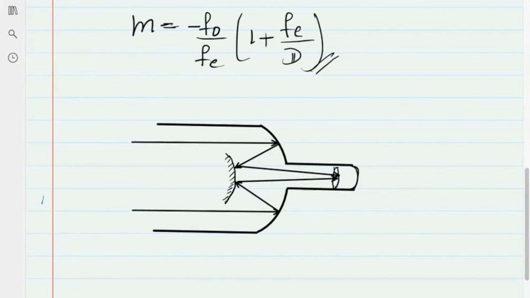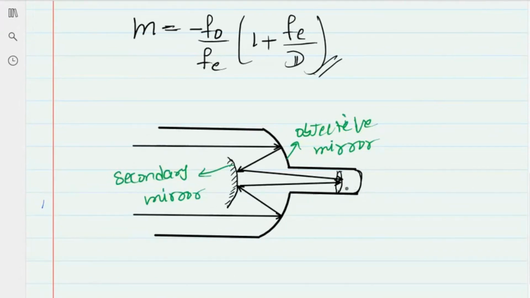This here is the objective mirror. This one indicates the objective mirror, and this one is the secondary mirror. This one is the eyepiece. This is what happens in the reflecting type of telescope.